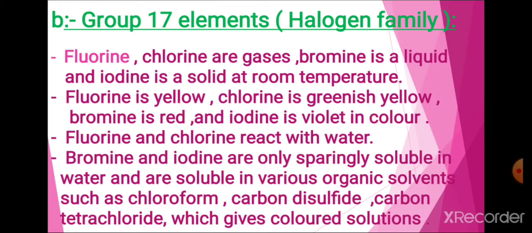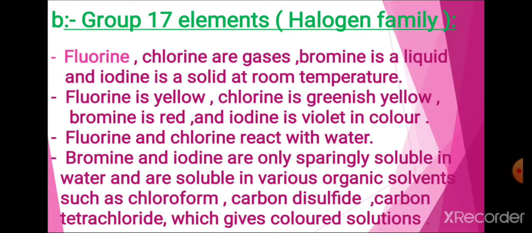Then fluorine and chlorine react with water. Bromine and iodine are sparingly soluble in water, and sparingly soluble means they are less soluble in water. They are soluble in various types of organic solvents such as chloroform, carbon disulfide, carbon tetrachloride, which give colored solutions with these solvents. These are some properties of group 17 elements.